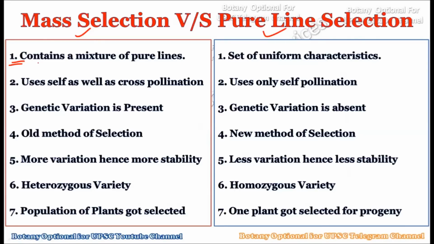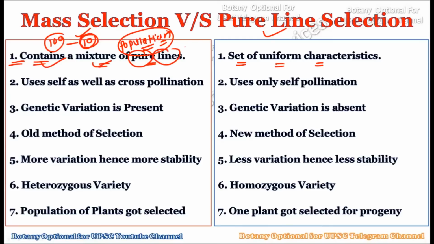See, mass selection contains a mixture of pure lines, while on the other hand, pure line selection shows a set of uniform characteristics. When we talk about mass selection, from the population of plants, we select several plants which show specificity or, say, superiority for some of the characteristics which are of human interest. Basically, if there are a total of 100 plants in the field, we select the 10 plants which are showing very good height, very good growth, very good grain size, or a very high disease resistance. So in all, we are considering many factors in selecting the particular plants from the population, and hence it contains a mixture of pure lines.